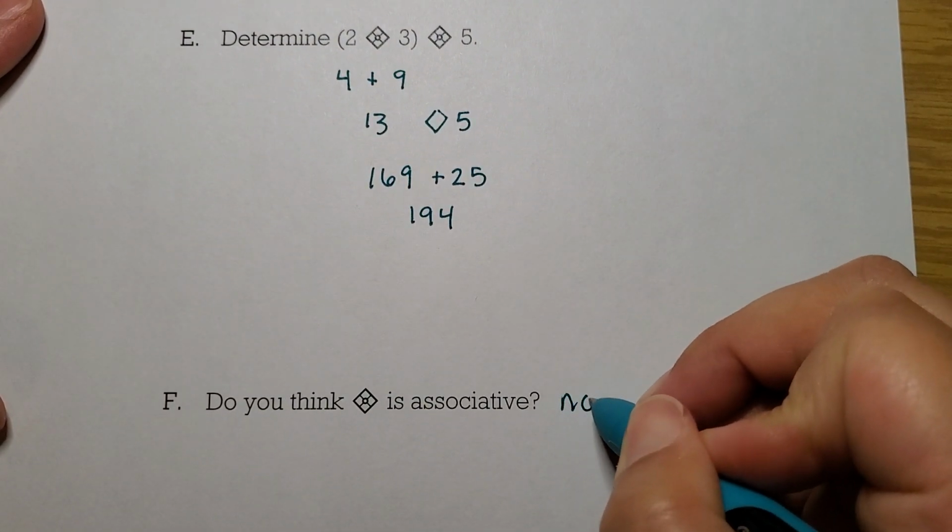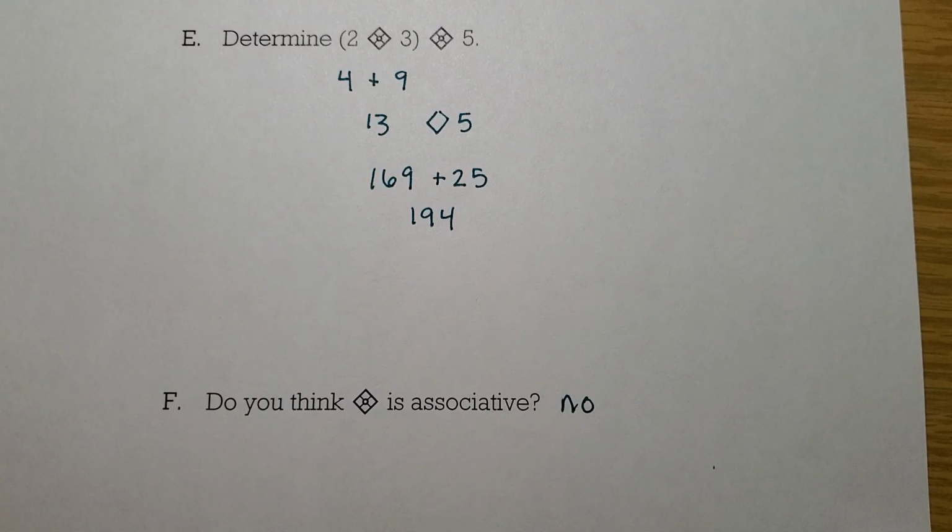So I also think that this diamond operation is not associative. That's kind of super weird because earlier it was commutative. So what this is showing to us is that just because an operation is commutative doesn't mean that it also has to be associative. That just happens to be something cool about both adding and multiplying.